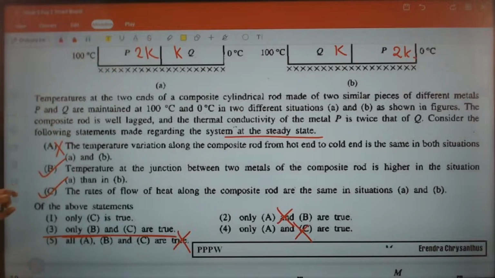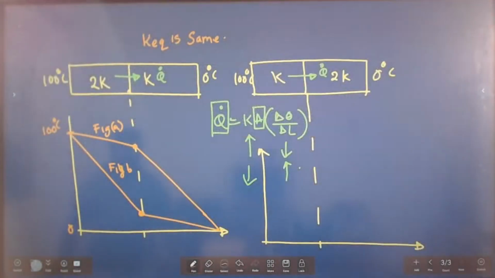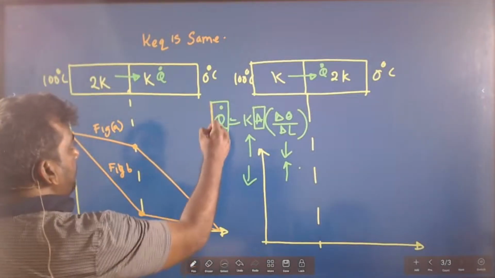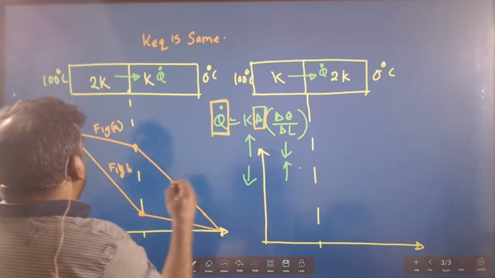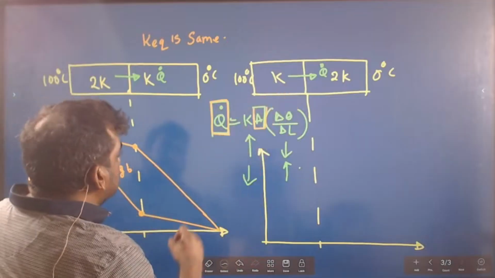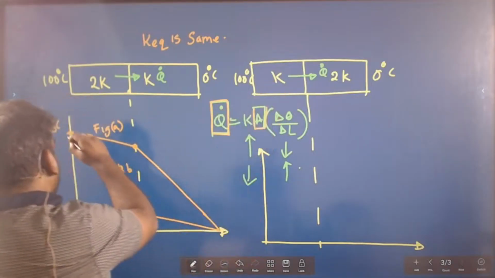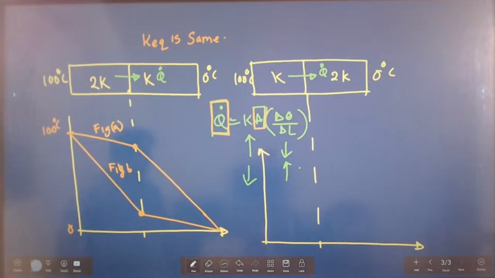You can write this on the board. So here Q dot is the same, A is the same, K large, gradient is less. K small, gradient is large. Here K small, gradient is large. K large, gradient is less. So your correct answer there is B and C both correct.